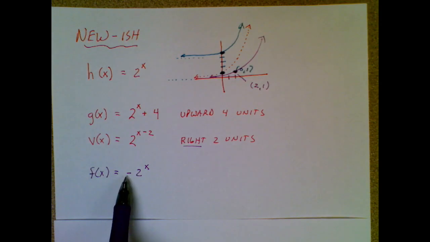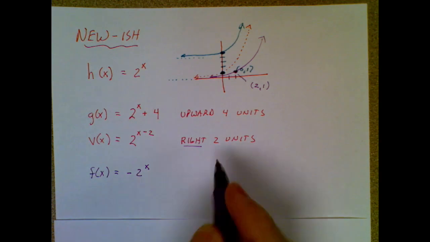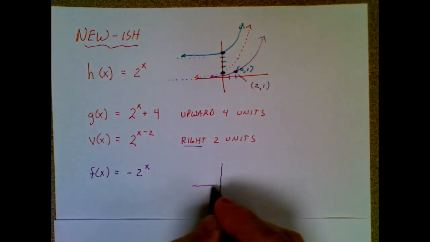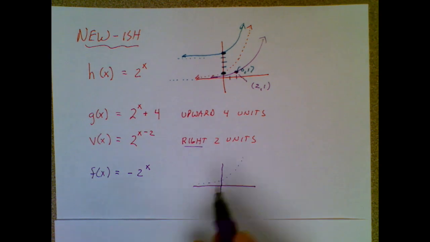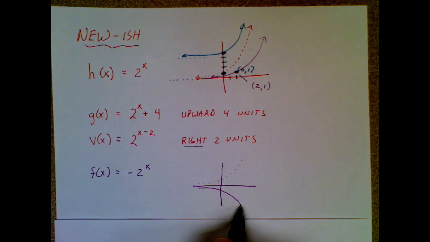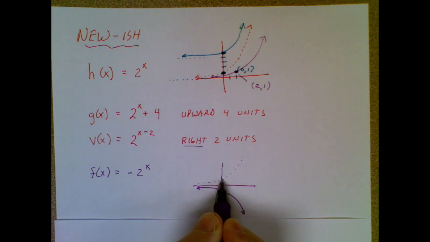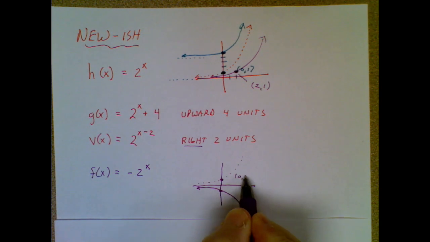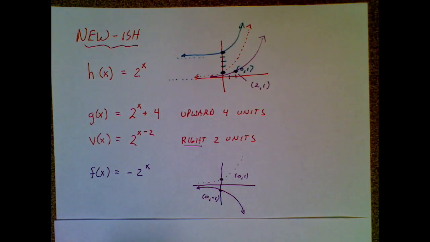If I put a negative out in front of the parent graph, so it's negative 2 to the x, that's going to flip my function. So my original function looked like this. This is going to cause it to reflect about the x-axis. So it now looks like this. And my intercept, which used to be at 0, 1, is now at 0, negative 1. And my asymptote doesn't flip because it was actually on the axis.